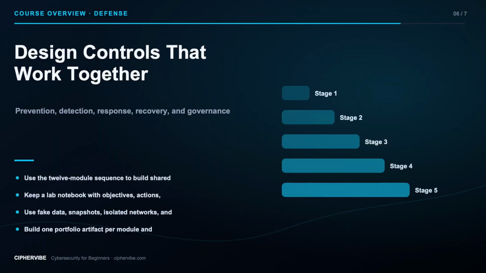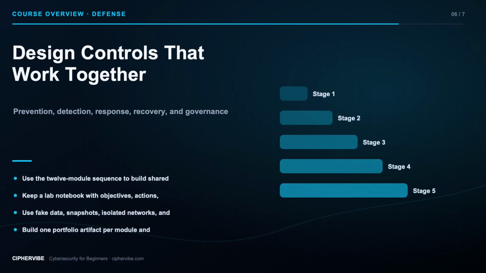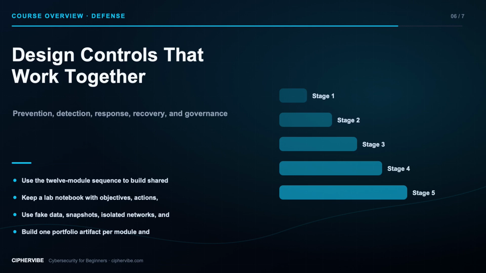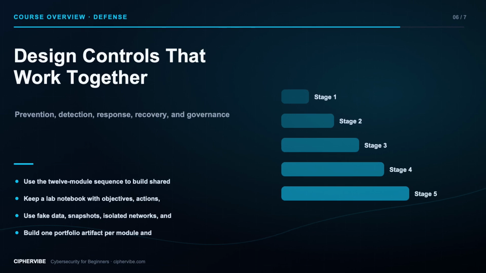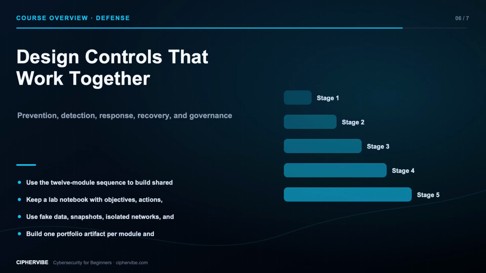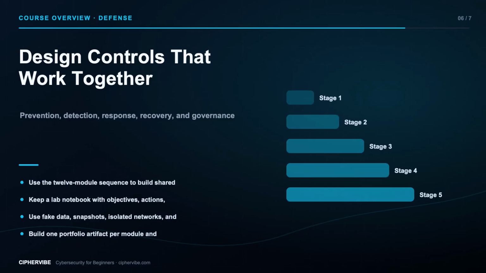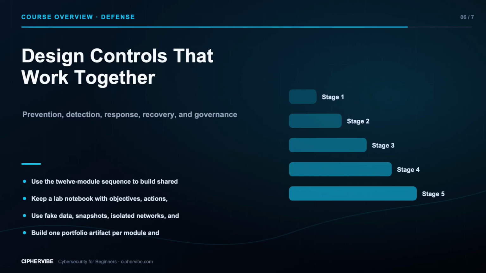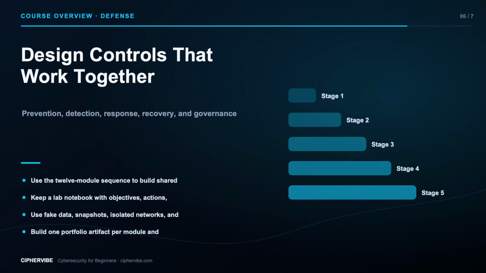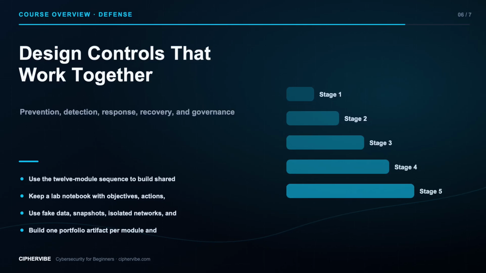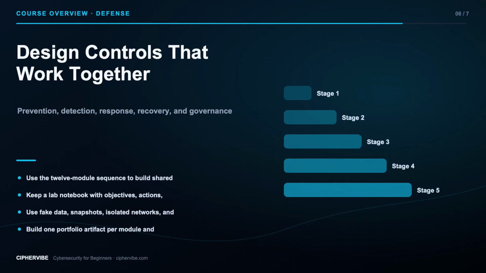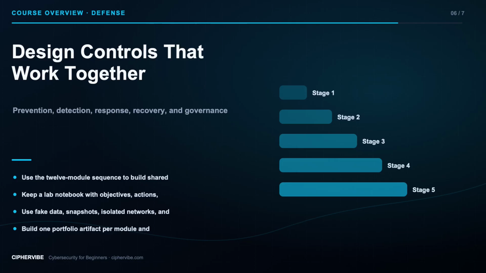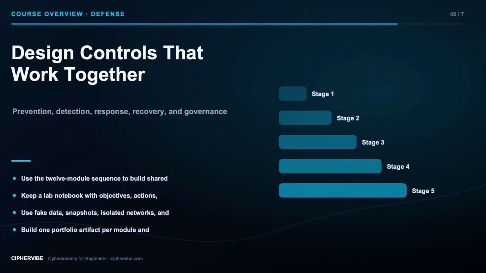Reliable security uses layers because no single control can prevent every failure. First, use the 12-module sequence to build shared foundations before choosing a specialty. Second, keep a lab notebook with objectives, actions, observations, evidence, errors, and lessons. Third, use fake data, snapshots, isolated networks, and written authorization boundaries. Fourth, build one portfolio artifact per module and improve it after review. Fifth, use official references such as NIST, CISA, CAS, OWASP, MITRE ATT&CK, and the NICE framework.